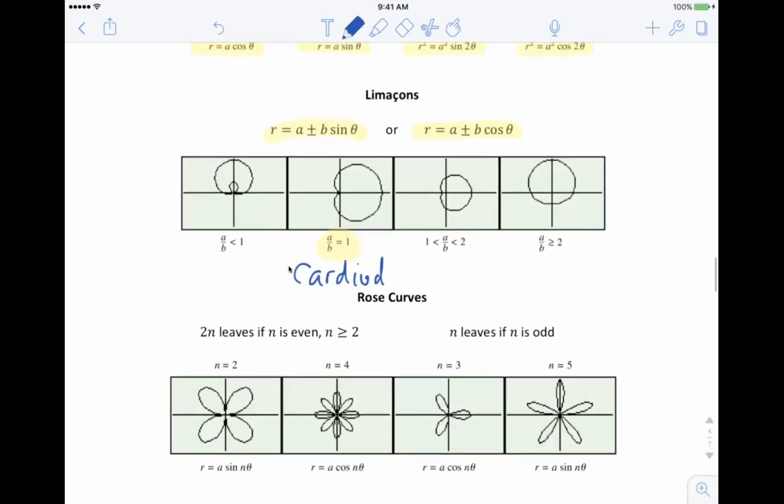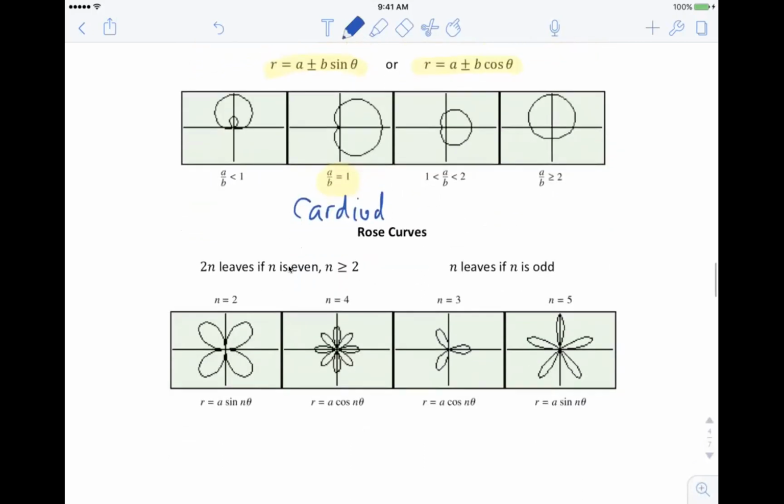And then the last one are roses. I can pronounce that. The number of petals you see depends on that n. So you have these forms, and then the n, if it's even, then you have twice the n number of leaves or petals. Let's go with leaves. If n is odd, then it's just the same number of leaves as the n.